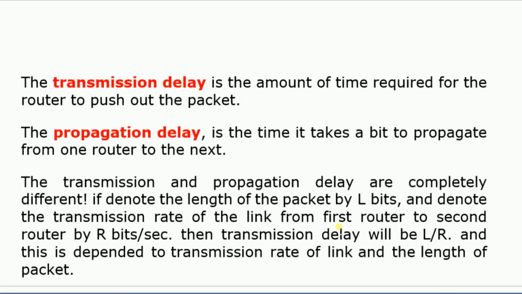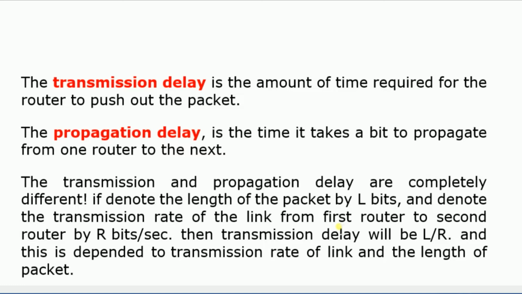Today we will continue with the concepts called transmission delay and propagation delay. The transmission delay is the amount of time required for the router to push out the packet. As you know, the data is split into several packets in the packet switching method, and to push that packet we need some time, and that is called transmission delay. It is the amount of time required for the router to push out the packet.